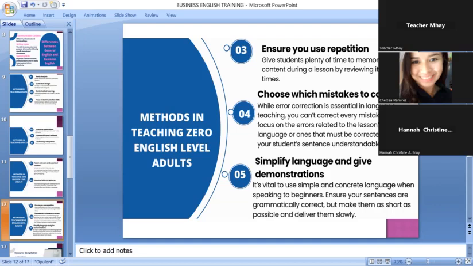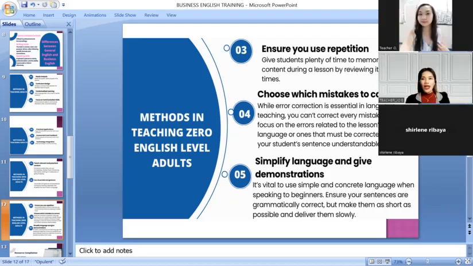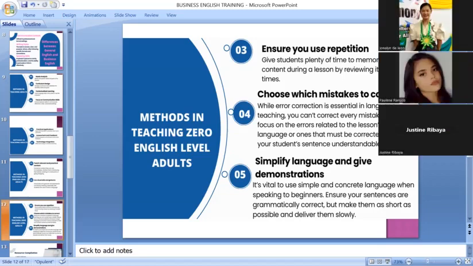Okay, next is choose which mistakes to correct. This is very important, especially as teachers. Our main goal is to teach them the correct way, like the correct way of speaking, the correct grammar. But why do we need to choose which mistakes to correct? How should we do this? Okay, Teacher Justin, do you want to share your idea?